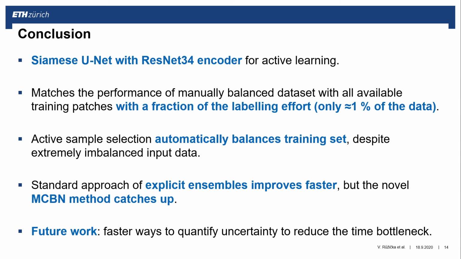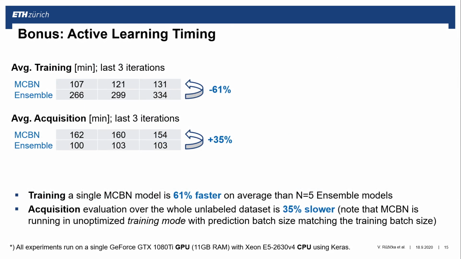So as a bonus slide, we are also providing some active learning timing information, as was asked by the reviewers. In particular, we are looking into the training and acquisition steps of the active learning algorithm in isolation. We can see that the Monte Carlo batch normalization method is on average 61% faster during the training step, regardless of the training set size. However, it is on average 35% slower during the acquisition step.